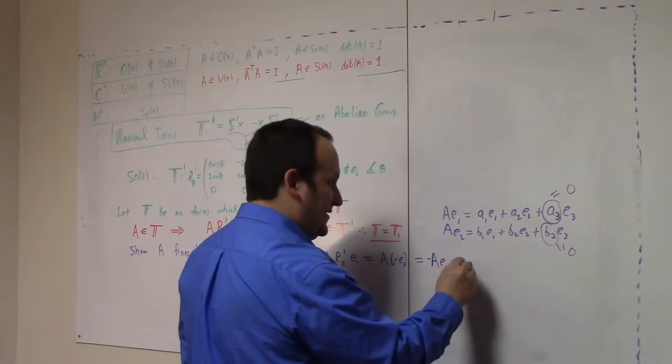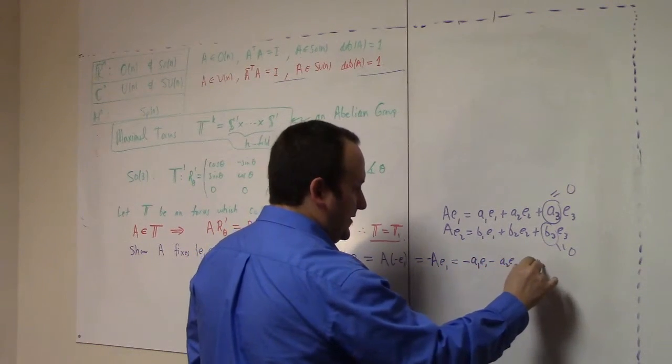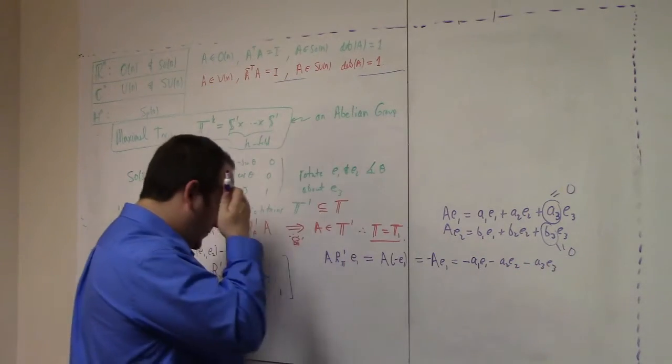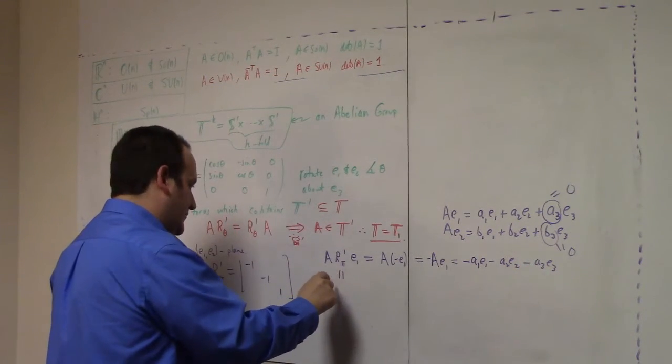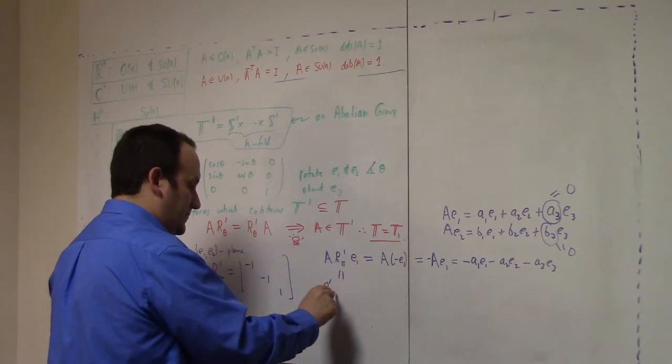So this gives us what? Minus a1 E1 minus a2 E2 minus a3 E3. But this is equal to what? This is equal to R pi prime A E1, right?